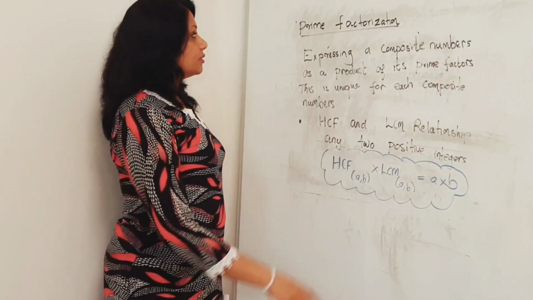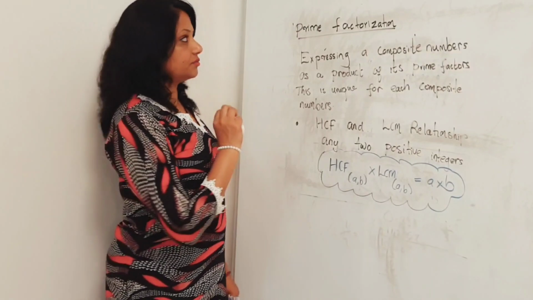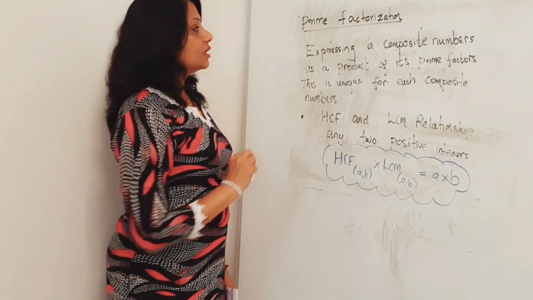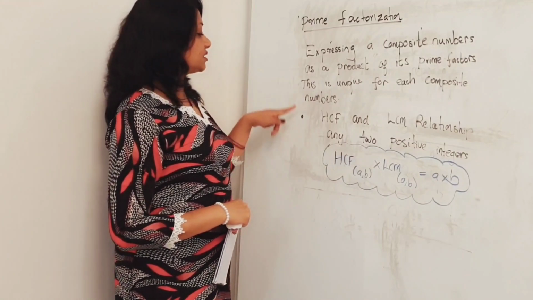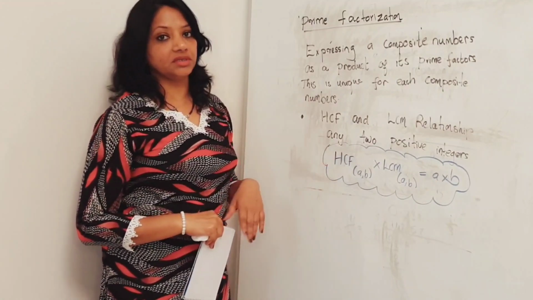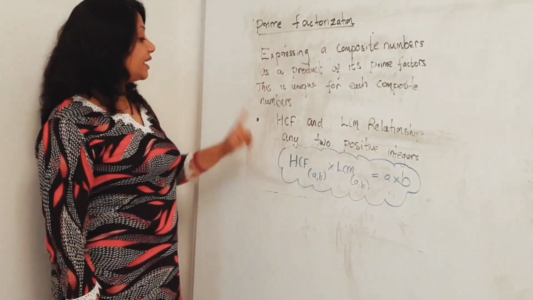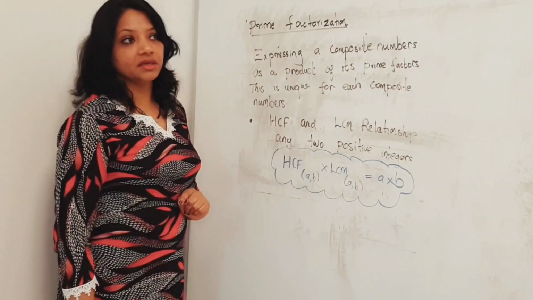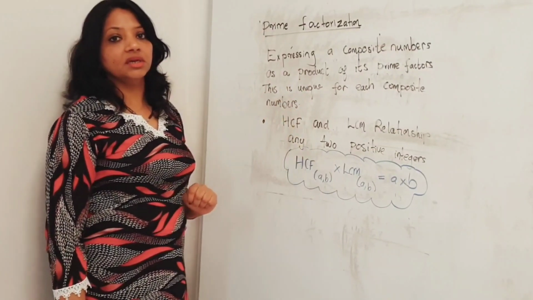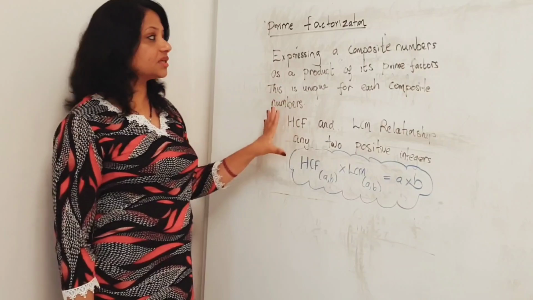So guys, this is the last concept about the real number chapter. So we go for the prime factorization. These two sections are actually very important. So one is the prime factorization method and the next is the HCF and LCM relationship. These two are very important. You should focus more on these two sections.